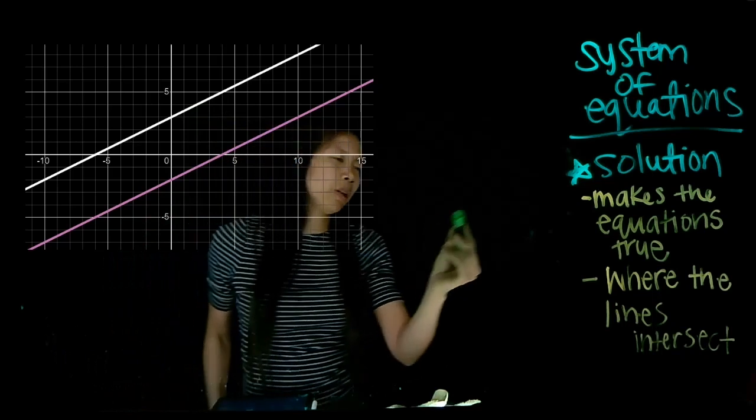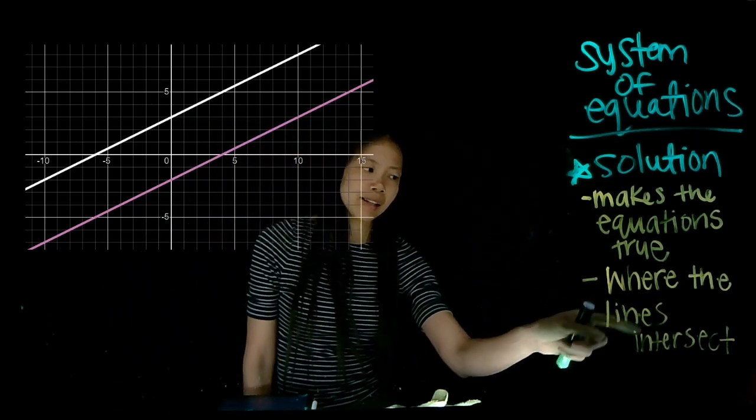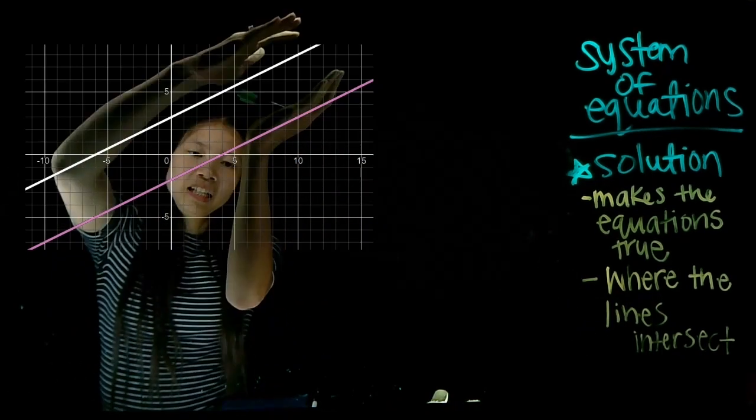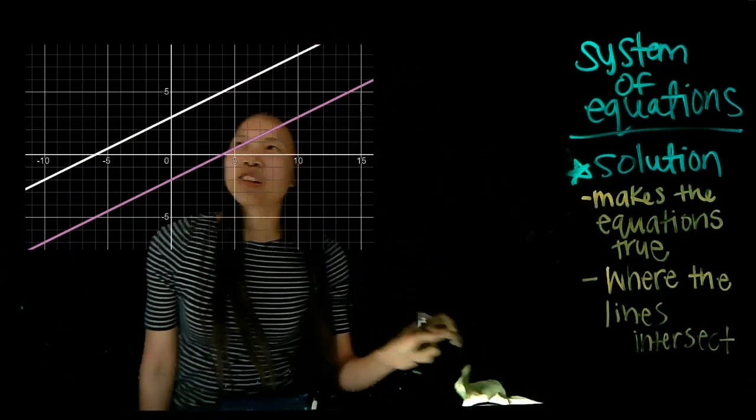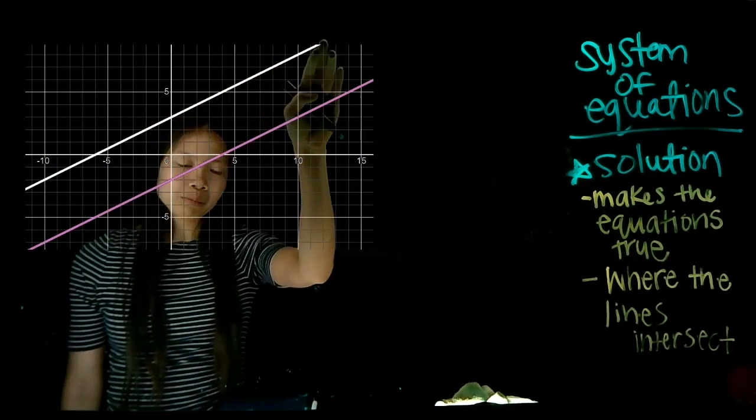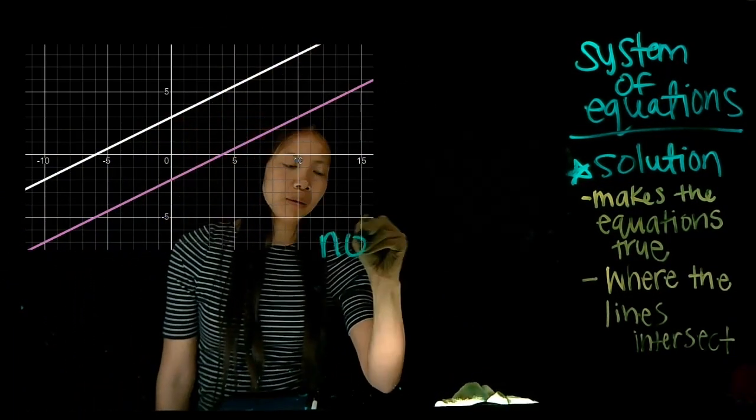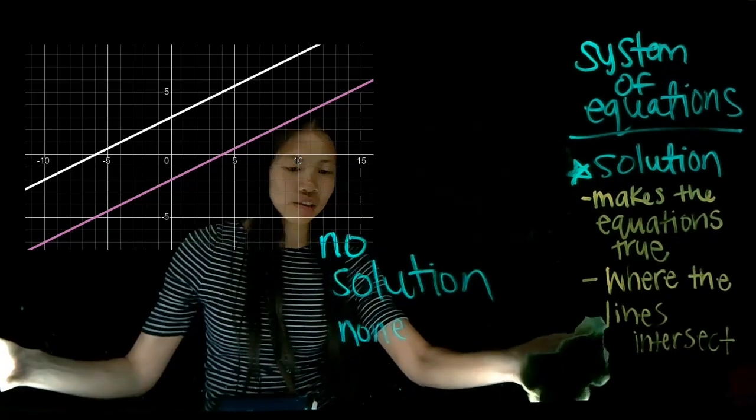And remember, one of our definitions of a solution is where the lines intersect. Will parallel lines ever intersect? Nope. That's like the whole definition of parallel, right? So because these lines are parallel, they have the same slope, we will say that there is no solution. In Delta Math, we have to write the word none to show that there is no solution.